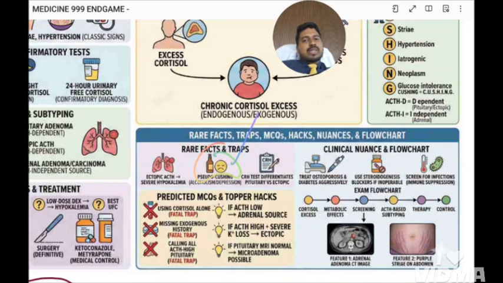Second, there is something called pseudo-Cushing's, where there is no excess cortisol but still there are moon facies and all those things, which occurs in alcoholism and depression. And next is the CRH. CRH is corticotropin releasing hormone. It differentiates pituitary versus ectopic cause.